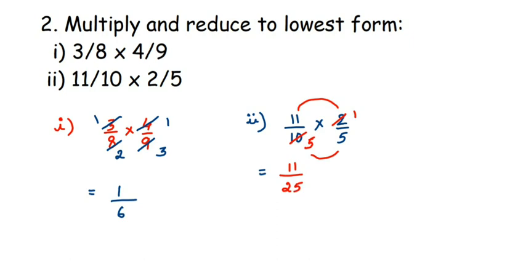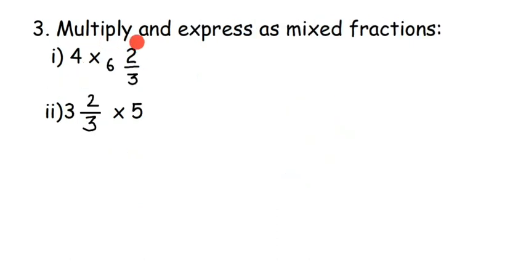Then the next question, multiply and express as a mixed fraction. So we have 2 questions here. So we have to multiply and express in a mixed fraction. So already one number is in mixed fraction. So we have to first multiply, reduce it, and again convert back to the mixed fraction. So the first question is, 4 multiplied by 6, 2 by 3.